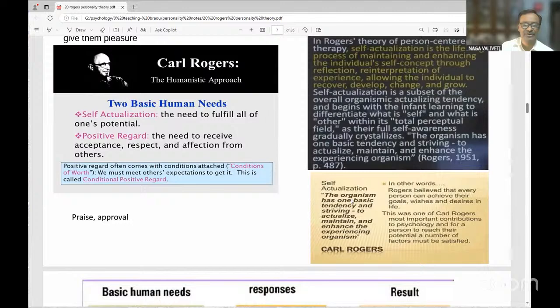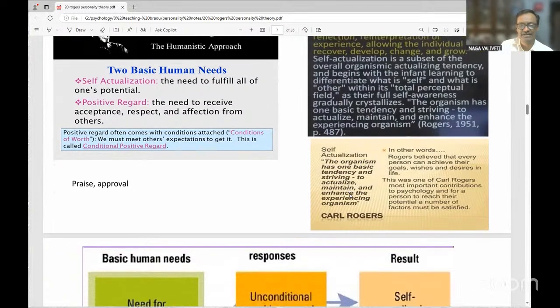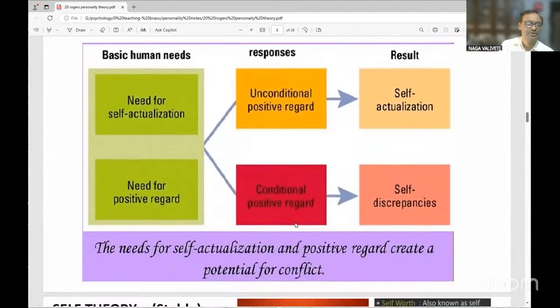He gave the quotation: the organism has one basic tendency and striving, to actualize. A basic tendency and striving, an actualization tendency, for what purpose? To actualize your goals, enhance that need or achievement, and promote it, maintain it. Achieve, maintain, promote. These three are part of self-actualization. What is it that you have to achieve? Your self. What are the two? Psychological needs and physiological. So the basic need you have, unconditional positive regard, is there.